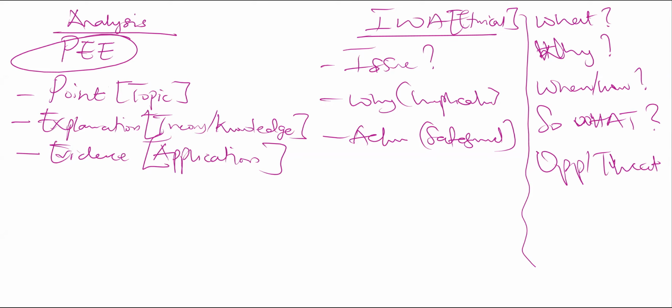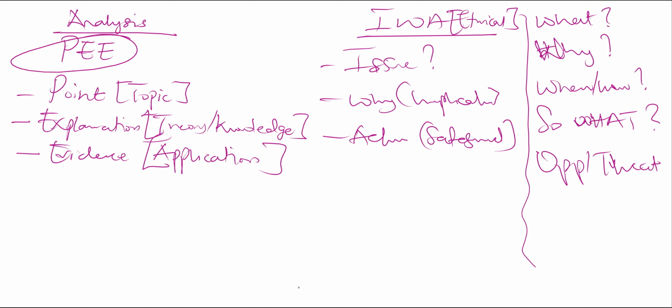Okay, this is the point I want to put across. This is what it means. This is the implication on the organization at hand. So what has happened? Why does it matter to the organization? When did it happen? So what is the implication? Is there an opportunity or is it a threat? I can give you a simple example.